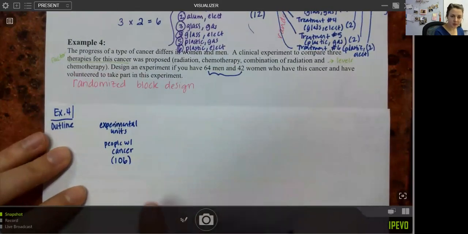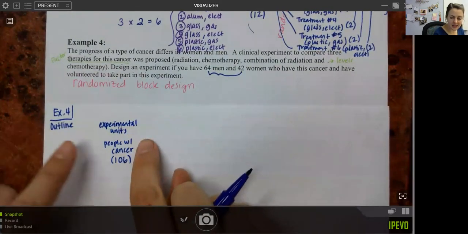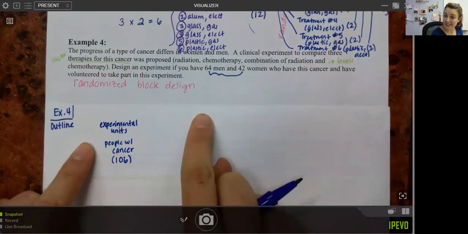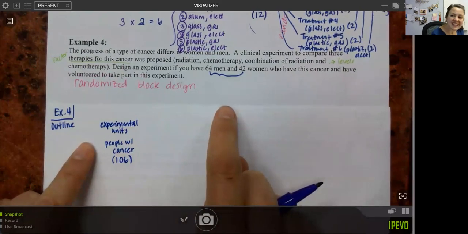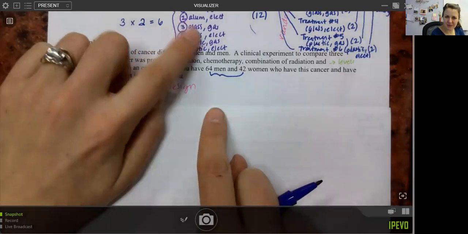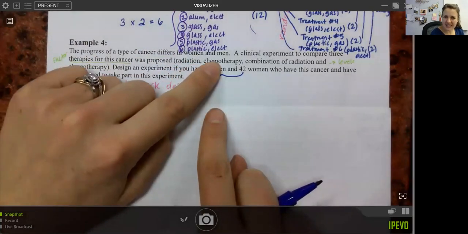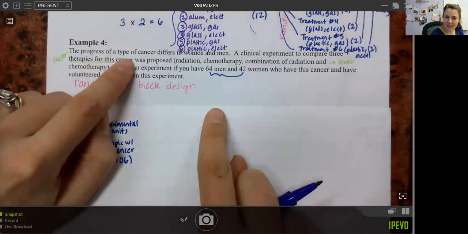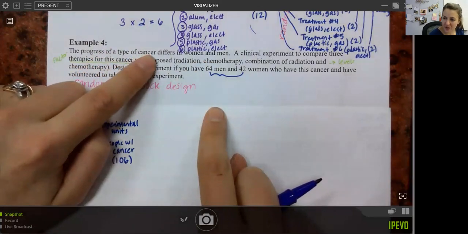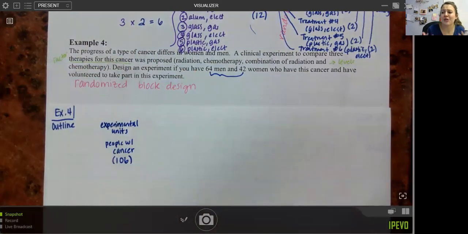Okay. Now, normally in completely randomized, the next step would be to randomly assign them to different groups. But we think that the fact that maybe they're men and women, somehow the progress of the type of cancer differs there. Now, I can't assign a treatment group, oh, you're a man, you're a woman. I can't do that as a treatment group, but I can separate the men from the women and then do the experiment. That's what blocking is all about. We think that being a man or woman is confounding the results of this experiment.